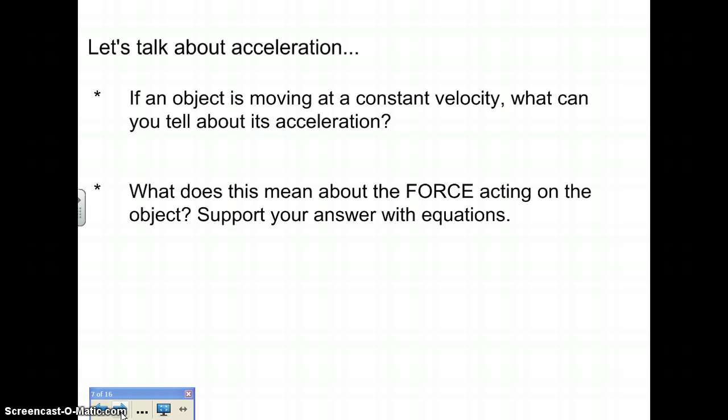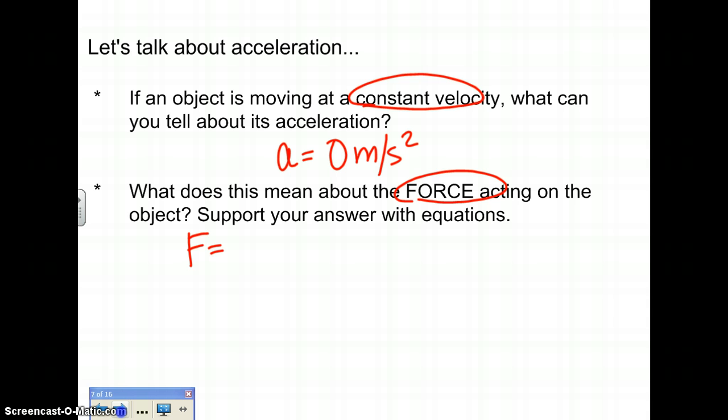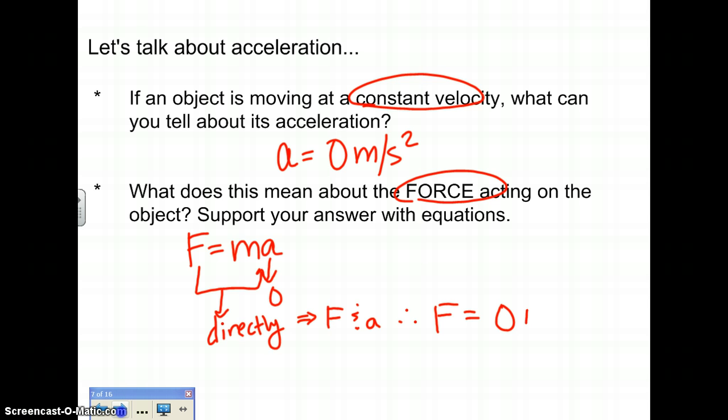Okay, so talk about acceleration. If an object is moving at a constant velocity, what can you tell me about the acceleration? If you're moving at a constant velocity, your acceleration is 0 meters per second squared. Agreed? So what does this mean about the force that's acting on it? So support it with an equation. We got F equals ma, right? Well, if your acceleration is 0, F and A are directly related to each other. So if F and A are directly related to each other, that means that you have 0 newtons working on this system, i.e. forces are balanced.